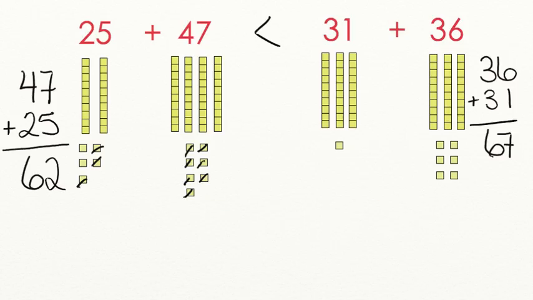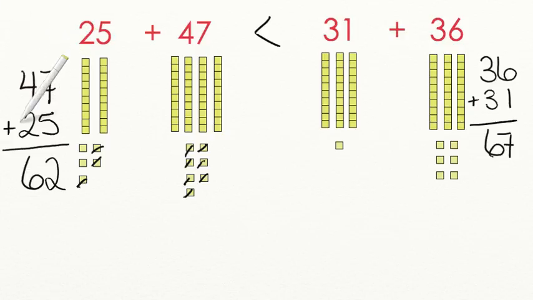Lisa was working on the problem below when one of her classmates told her she needed to check her work. Let's see if we can find her error. She added 25 plus 47, which has a value of 62, and she said that that has a value less than 31 plus 36, which equals 67. Let's check her work again.